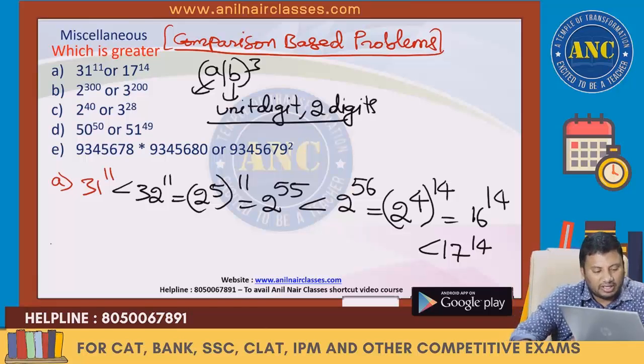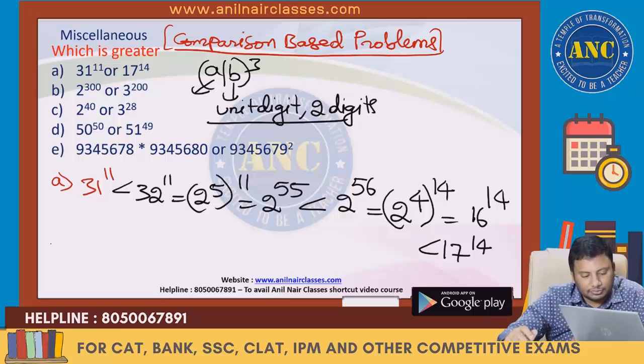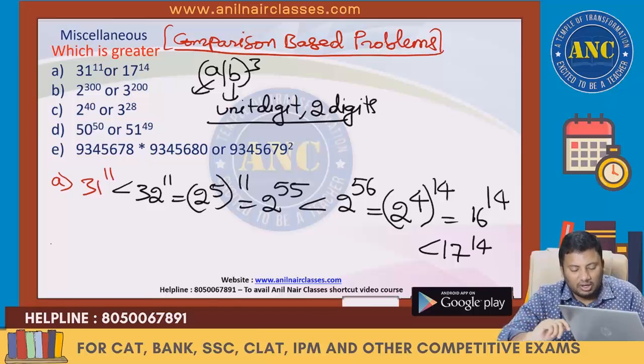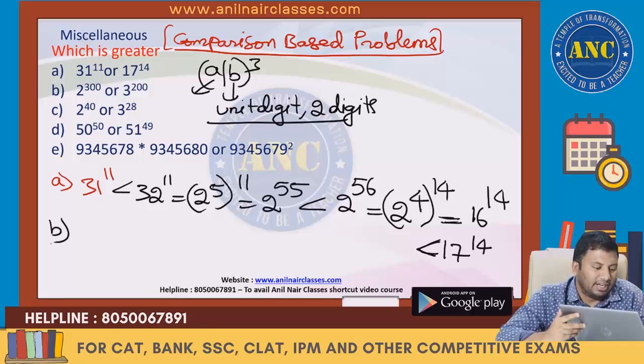First one, 31 is less than 32. 32 is 2 power 5. 2 power 55 is less than 2 power 56. 2 power 56 is 16 power 14. 16 is less than 17. I hope the idea is clear.